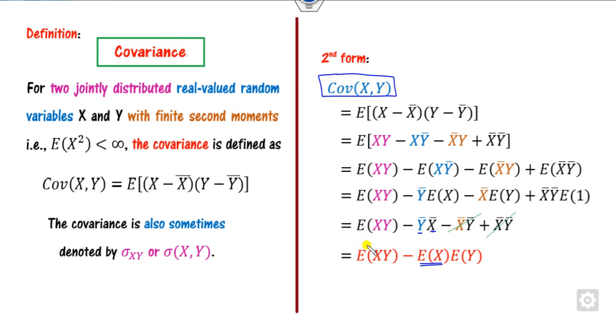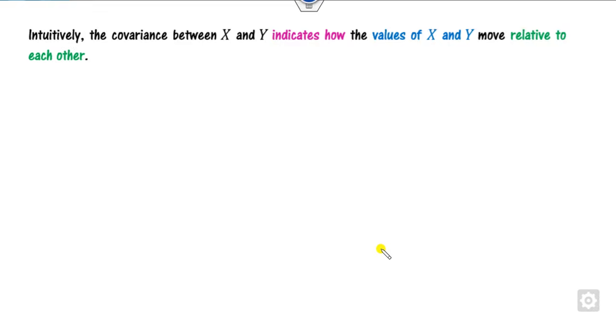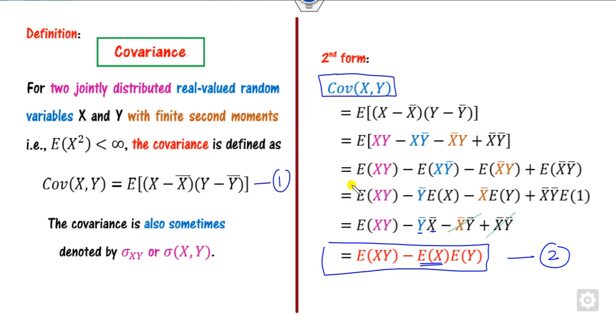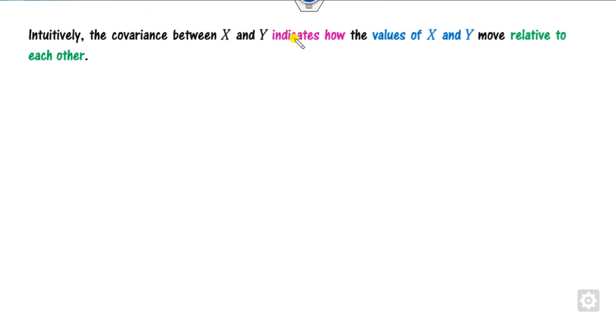You can define the covariance either in this form, which is my equation number 2, or this as equation number 1, both have the same meaning. What is the meaning of the covariance? This is the formula of the covariance, how you can compute it, but what is the actual meaning of that? The covariance between two variables x and y indicates how the values of x and y move relative to each other.